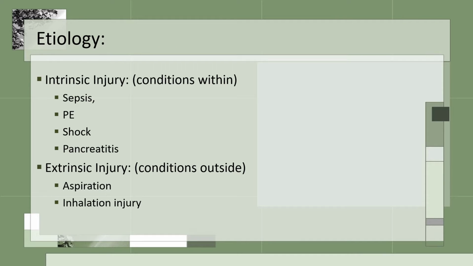The etiology of ARDS is caused by intrinsic injuries or extrinsic injuries. Intrinsic injuries are conditions within the body, one being sepsis, another being PE or pulmonary embolism, shock or pancreatitis. Extrinsic injuries are conditions coming from the outside, which would include aspiration or inhalation injuries.